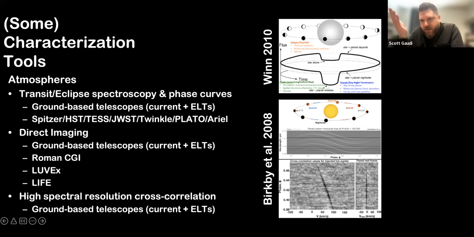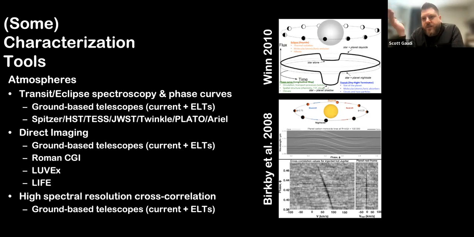Okay, and then in terms of characterizing atmospheres, obviously when you measure masses of transiting planets, you can get constraints on the interior structure, as we well know. In terms of atmospheres, we have quite a few tools at our disposal: transit and eclipse spectroscopy, phase curves. This can be done from ground-based telescopes for certain kinds of planets. And of course, we've seen with Spitzer and HST, and then soon with JWST being able to do these kinds of measurements. And in the future, missions like Twinkle, PLATO, and Ariel will be able to do this as well, obviously for different wavelength bands and different kinds of planets.